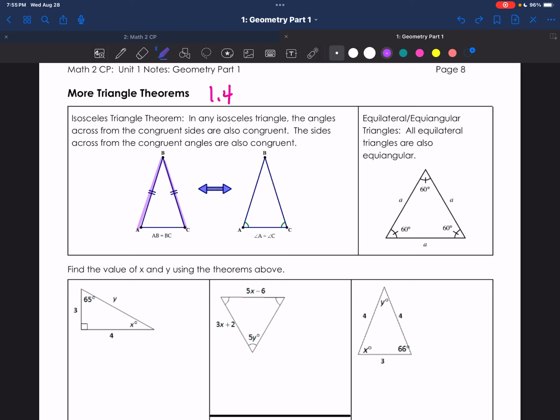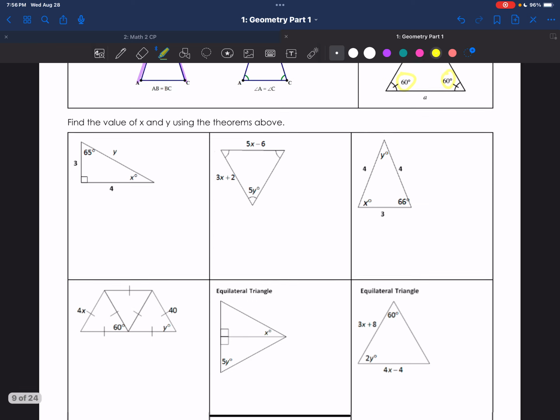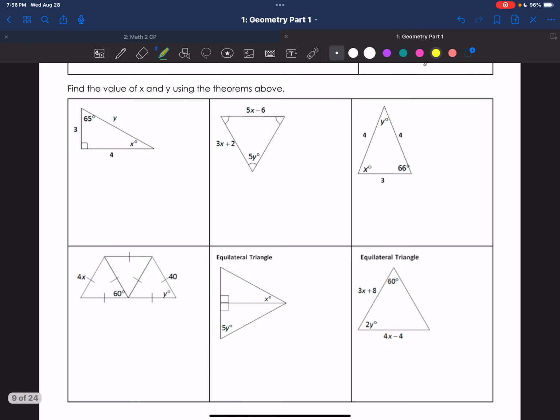All right, so here's the neat thing with equilateral triangles. A fancy term for that is also equiangular, with angular meaning angles. So if you have an equilateral triangle, all the angles are going to be 60 because 180 divided by 3 is 60 degrees. So equilateral, same sides, is all going to have the same angles also. So let's go ahead and try this one. We're going to do the first one where it says find the value of x and y.